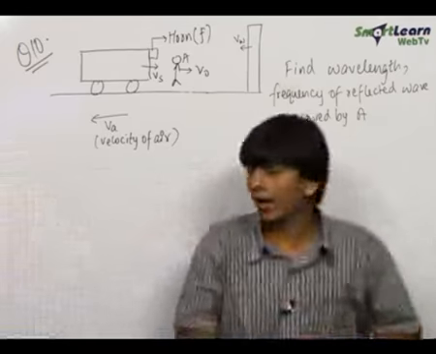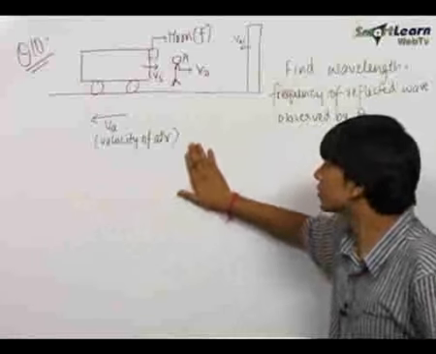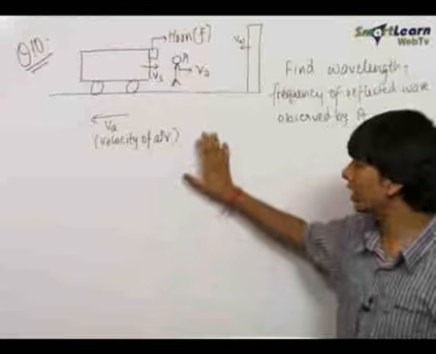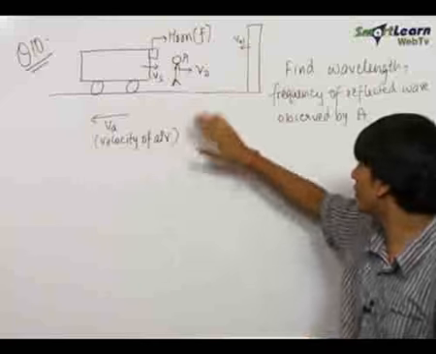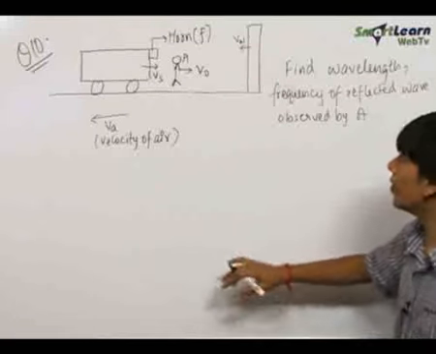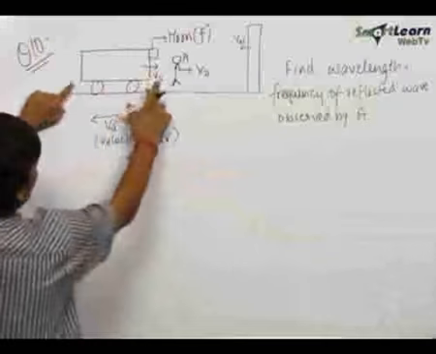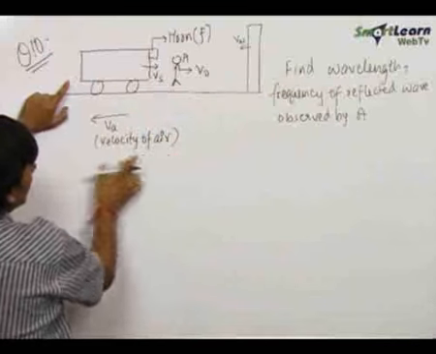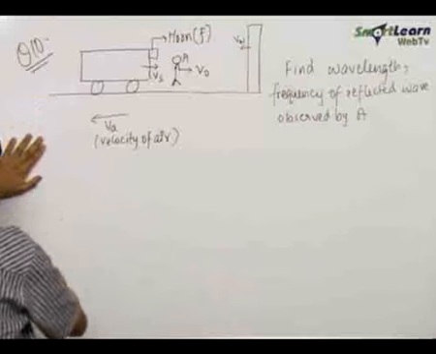The 10th question that we have is a very conceptual and a very important problem. You can clear all your confusions about Doppler effect from this question. We have been given a cart which is moving with a velocity Vs towards the right side. The velocity of the medium is given as Va towards the left side.